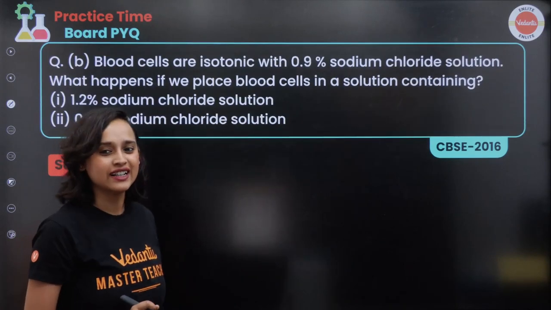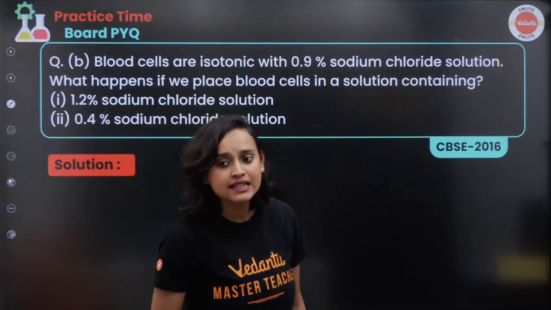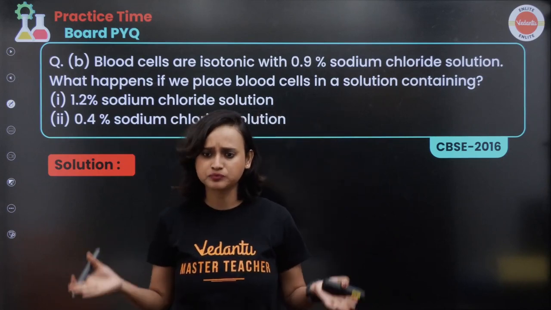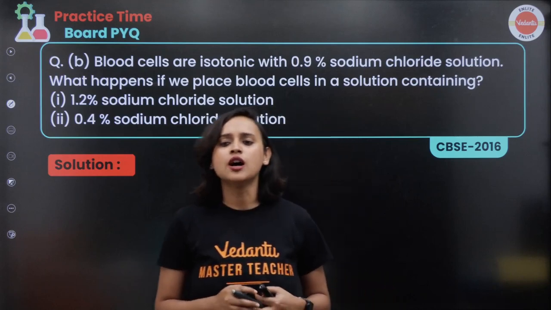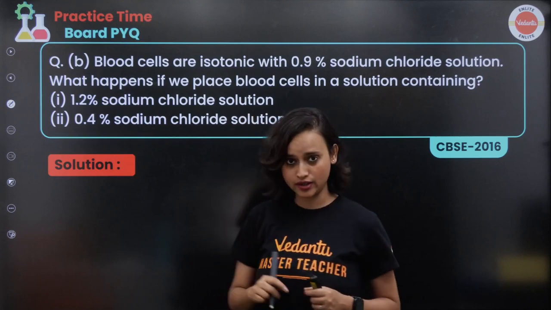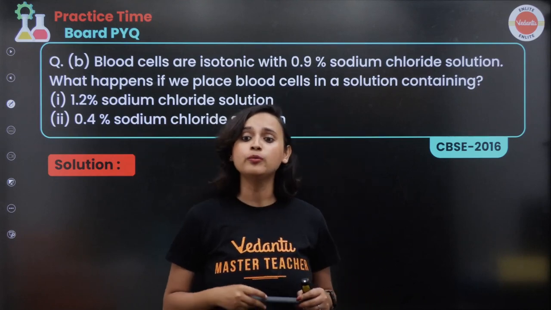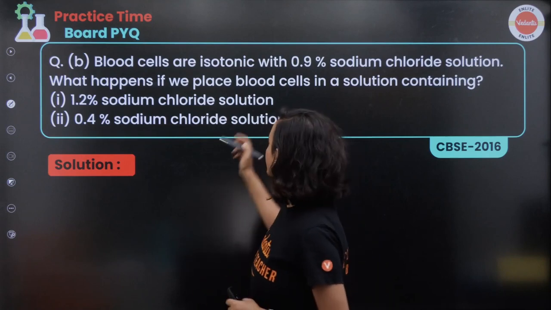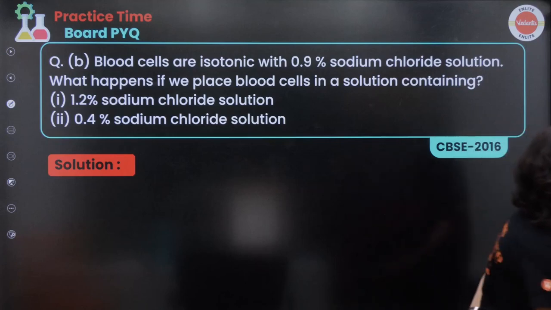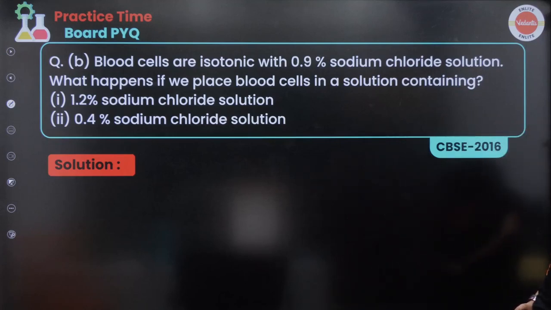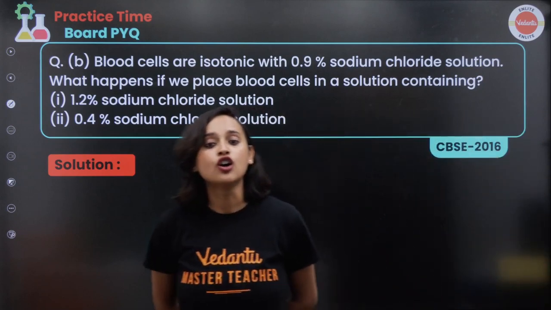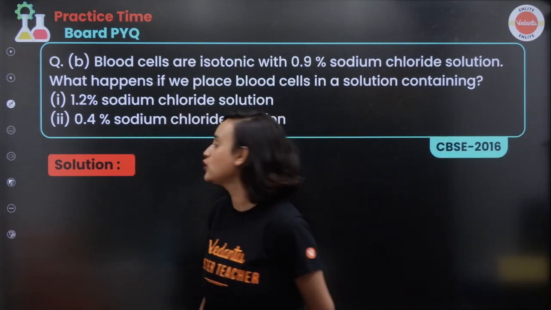Okay? Got it. Clear. Now, the next part is: blood cells are isotonic with 0.9% sodium chloride solution. What happens if we place a blood cell in a solution containing 1.2% sodium chloride solution, and in 0.4% sodium chloride solution? This one is hypertonic and this one is hypotonic. You tell me, guys, what will happen. In the first case, water will flow out of the cell, isn't it?